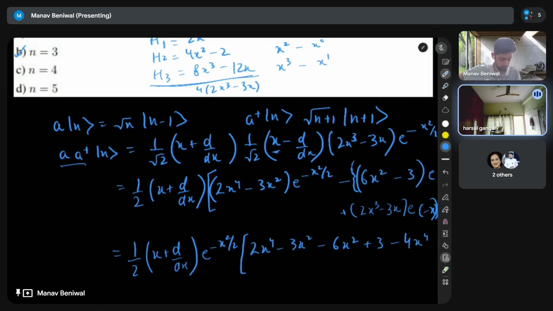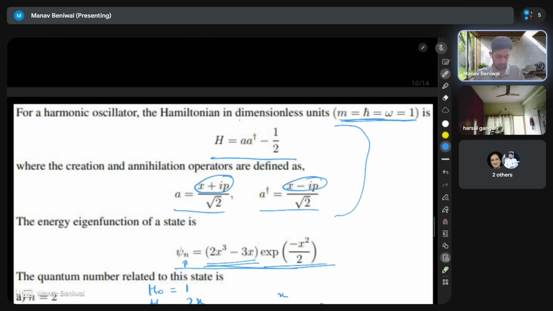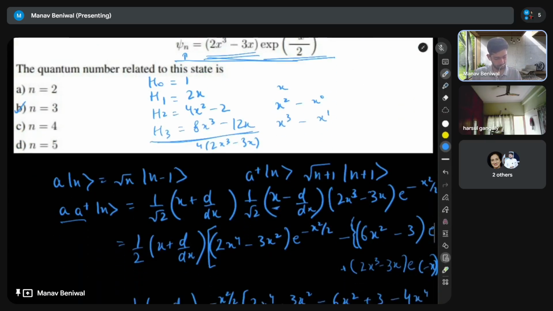Sir, over there, shouldn't the p value be minus i h cut dou by dou x that we are substituting into these creation and annihilation operators? Yes. But h cut is not visible anywhere, because the problem says to work in dimensionless units, we can take m, h cut, omega, everything to be 1. Okay, that's fine.